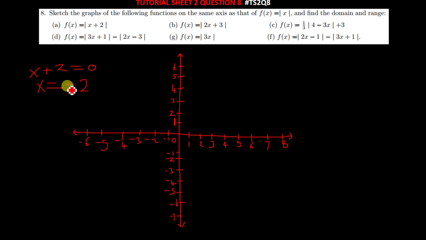Alright, so this is what I said. You first equate what is in the absolute value brackets to 0. Once you equate that to 0, you are going to have this. So this negative 2 is basically one of the coordinates where our graph is going to meet the x-axis, or in short where the graph is going to be turning from.